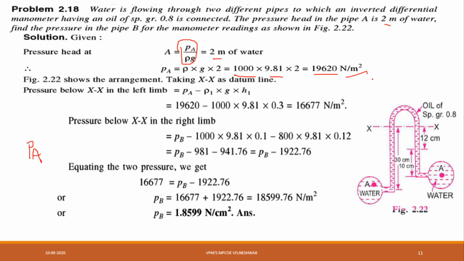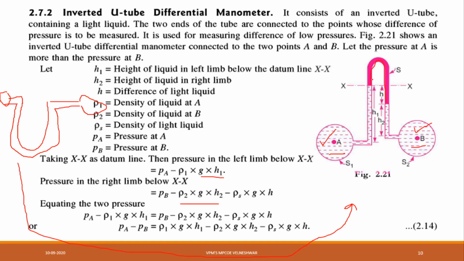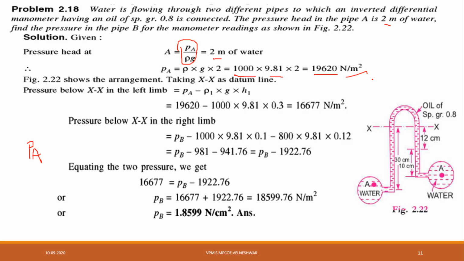Now figure 2.22 shows the arrangement taking XX as datum line. Now the pressure below axis in the left limb. What is the formula here? PA minus rho 1 g h1. Same formula I am taking here. PA value is 19620 minus rho 1, which is 1000 into 9.81, and height is 30 centimeter. Convert it into meter, that is 0.3 meter. Now the pressure in the left limb I am getting is 16677 Newton per meter square.